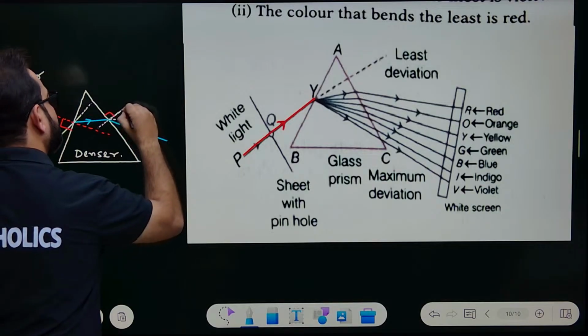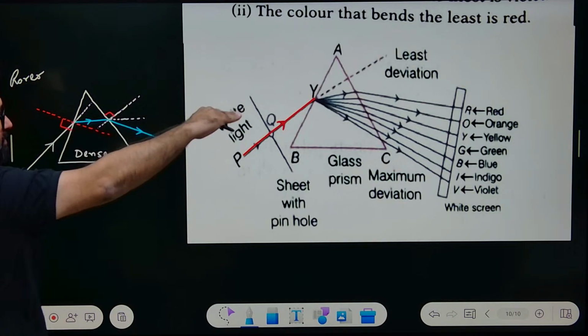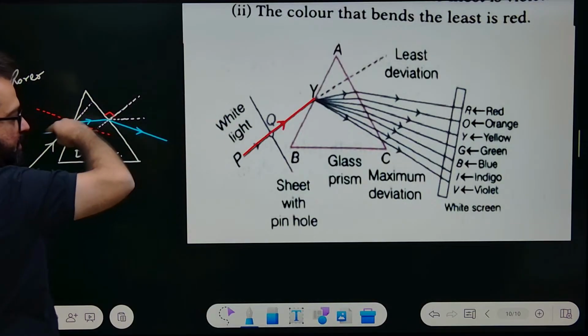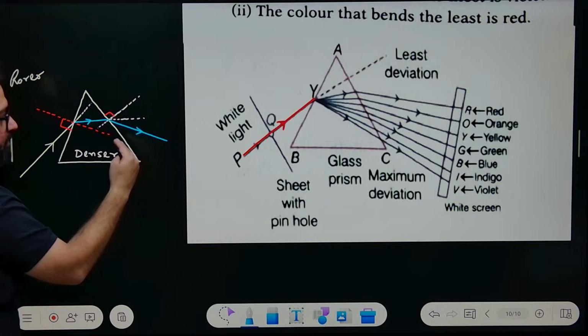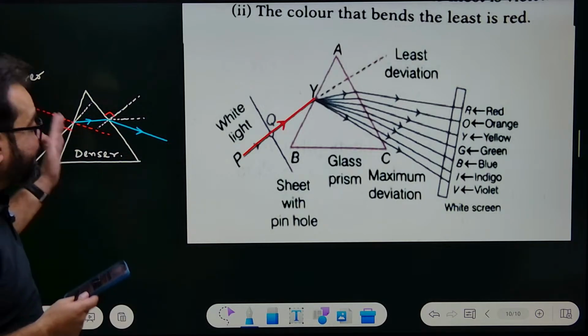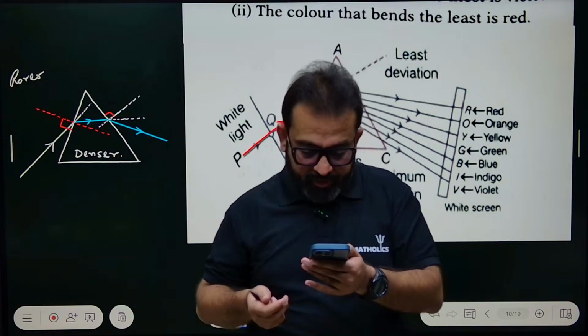Because this was the normal, and this is the direction of light. This horizontal direction. So in this direction, will it bend towards the normal? It will be like this. It will bend away from the normal. That means because it is going from denser to rarer medium. Denser to rarer medium. Okay.